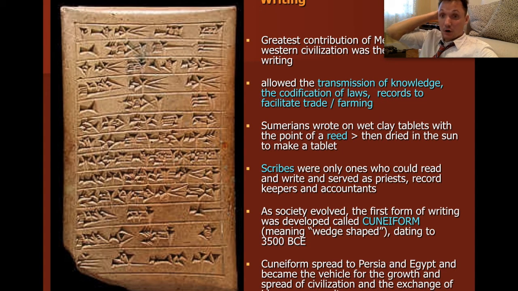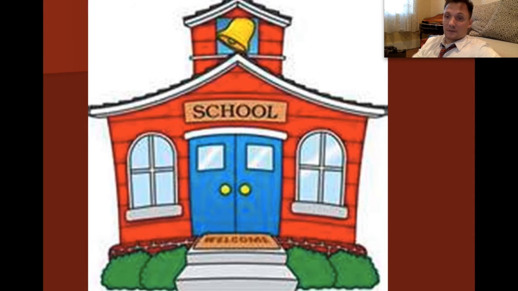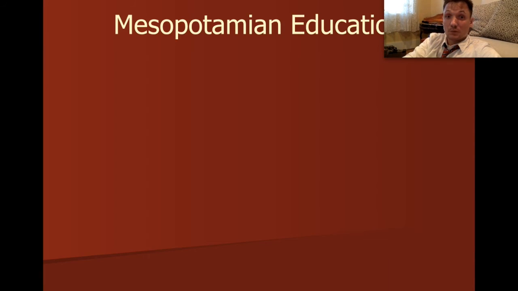Cuneiform spread to Persia and Egypt and became the vehicle of growth and spread of civilization and the exchange of ideas and cultures. So thanks to the Mesopotamian people, civilization was able to blossom because people could actually confer ideas to one another. It brought them together into one idea and into one group and country. So this is huge, right? Also, Mesopotamians had the first schools ever, first formal schools.